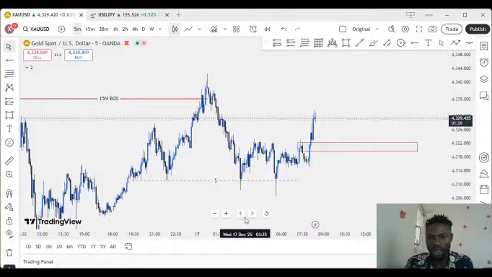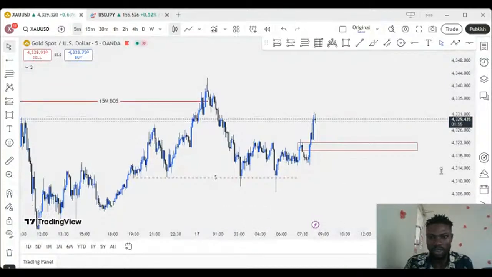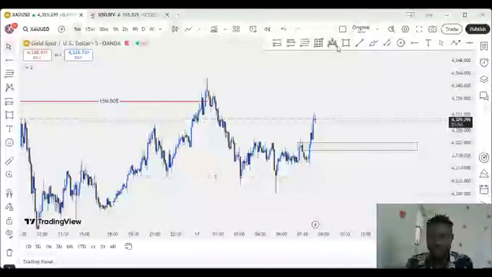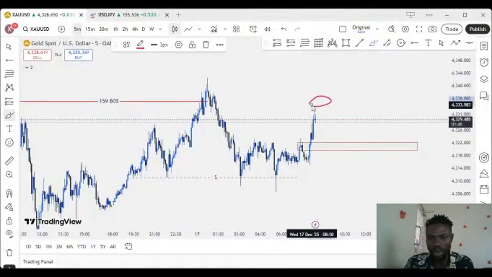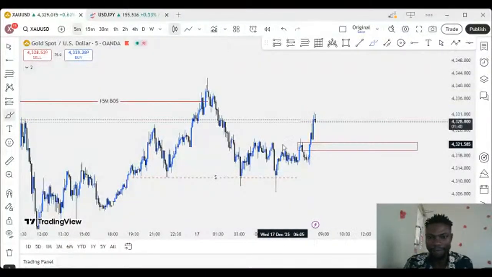So let's wait. I'm still expecting a drop. As you can see, the market is already reacting here. So I'm waiting for a drop to this zone here so we can join the buy.